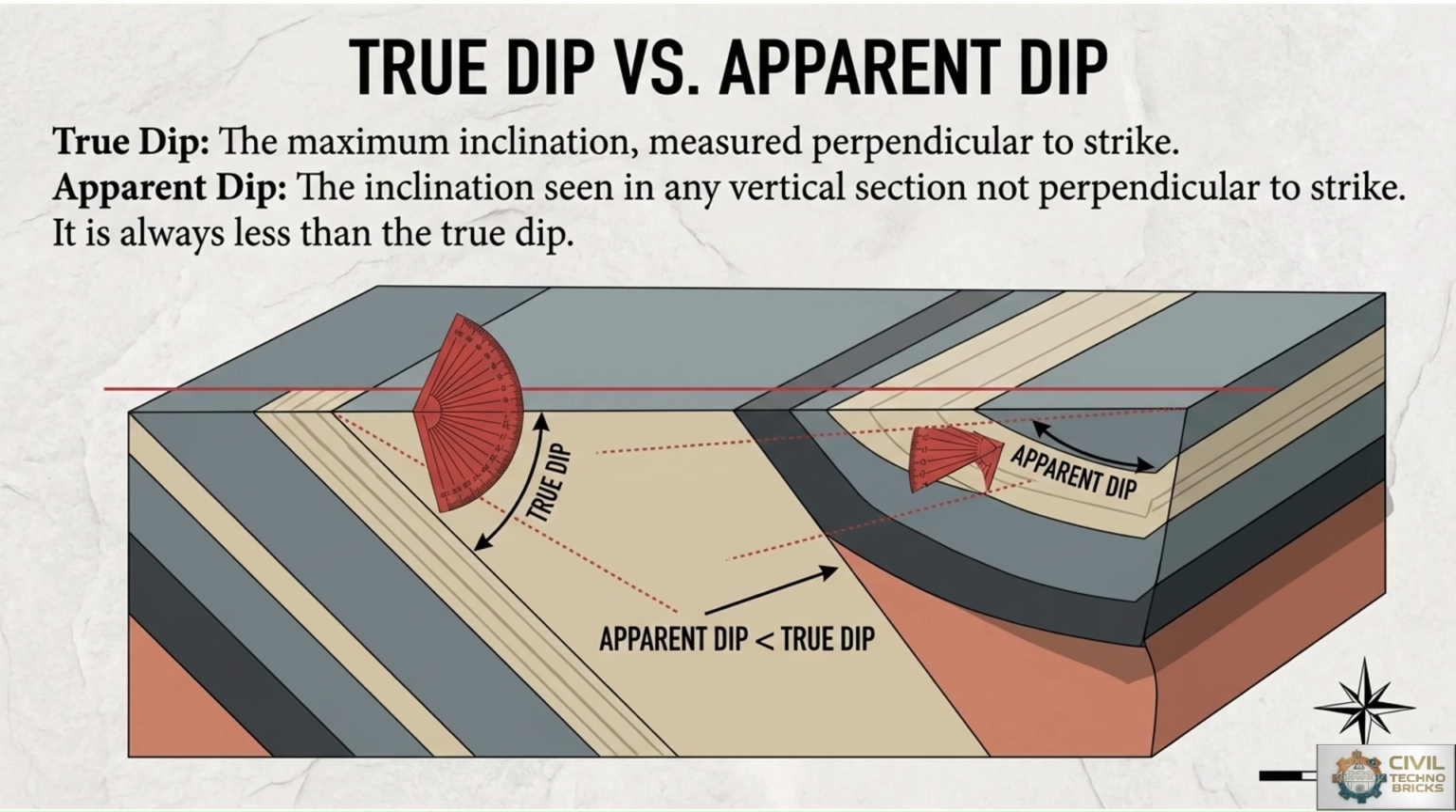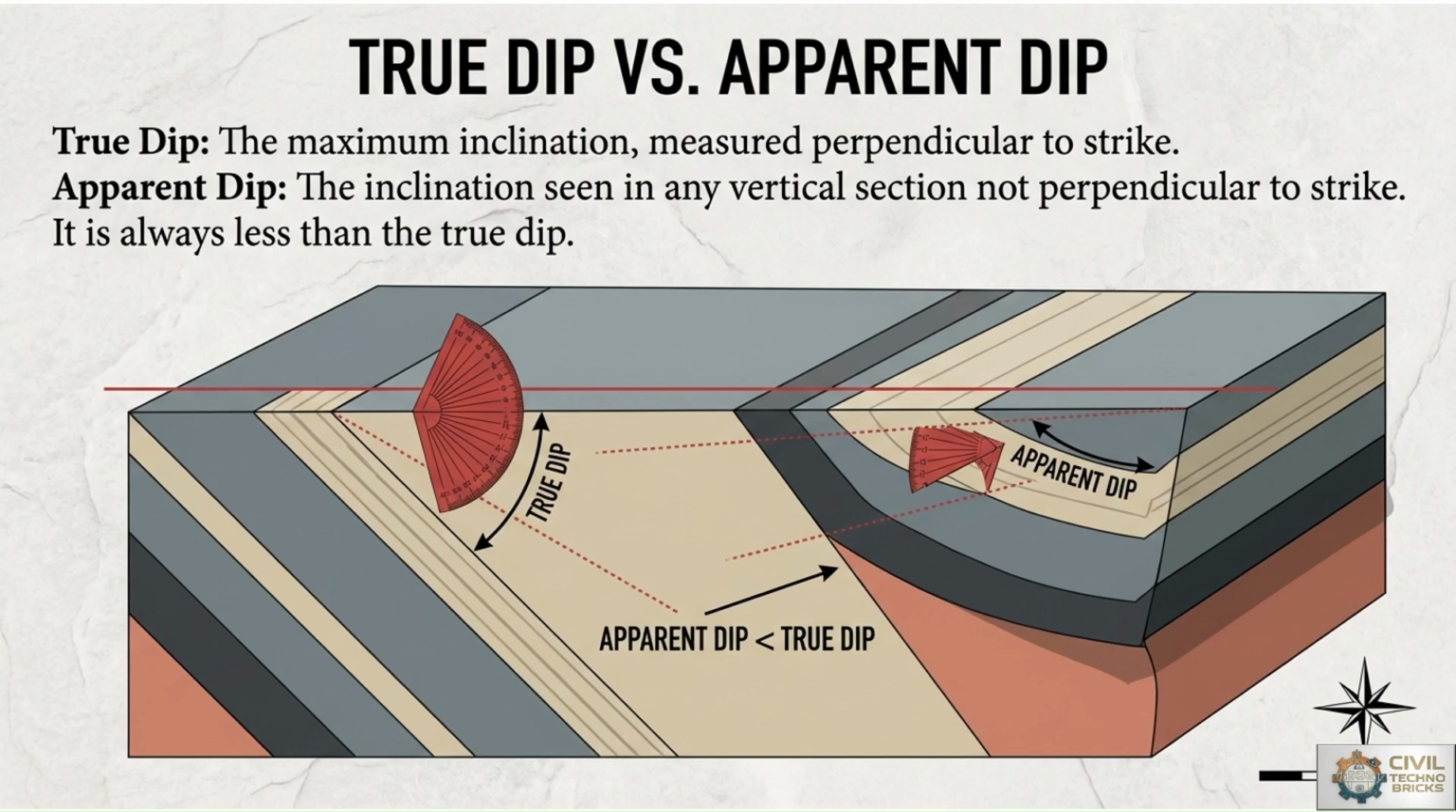So here the comparison of true dip versus apparent dip is shown. True dip is the maximum inclination of a geological layer measured perpendicular to strike. When measurements are taken in another direction, the observed inclination becomes apparent dip. So when we are checking the true dip, at the same time we can check the apparent dip also. Apparent dip is always less than the true dip value, always.